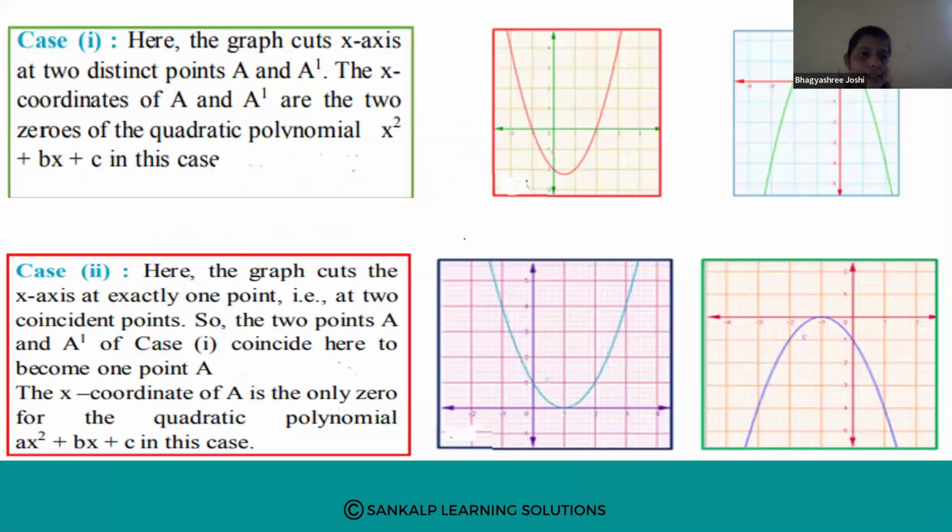Here some cases are there. Observe carefully. Case 1. Here the graph cuts the x-axis at two distinct points A and A dash. The x-coordinates of A and A dash are the two zeros of the quadratic polynomial ax square plus bx plus c. Okay. See, when the graph is a parabola, then you have to understand it is a quadratic. Kodli bidli nimage gottagbeku. When the graph is a parabola, it is a quadratic polynomial.